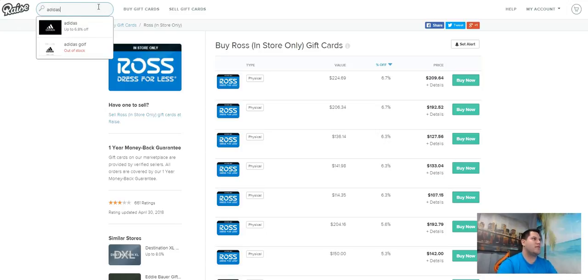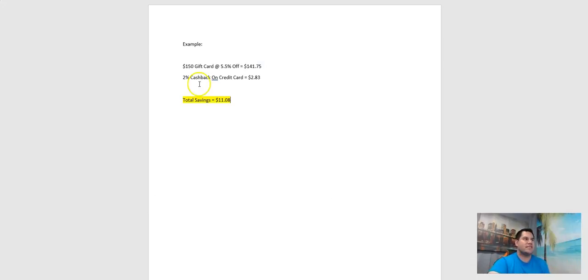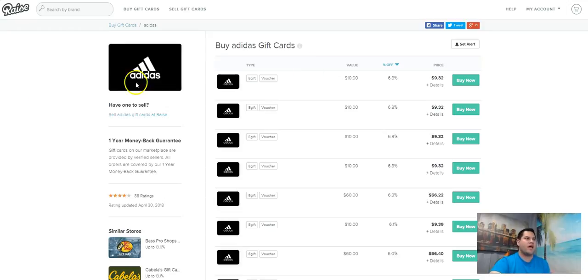Adidas, I don't think they have a 6.8 right now. Not bad. Okay, again, this discount right here, this 5.5%, you're looking at $11 savings. That's not a lot, but if you look at this as, okay, I'm gonna spend this amount of money every single day, that really adds up.